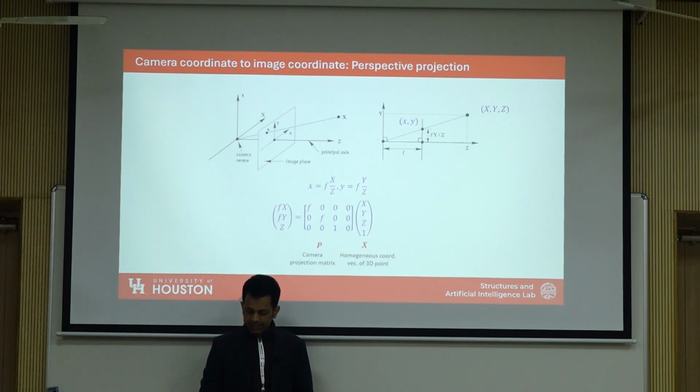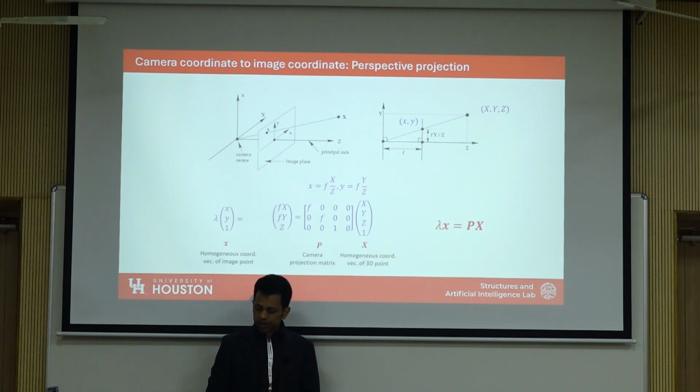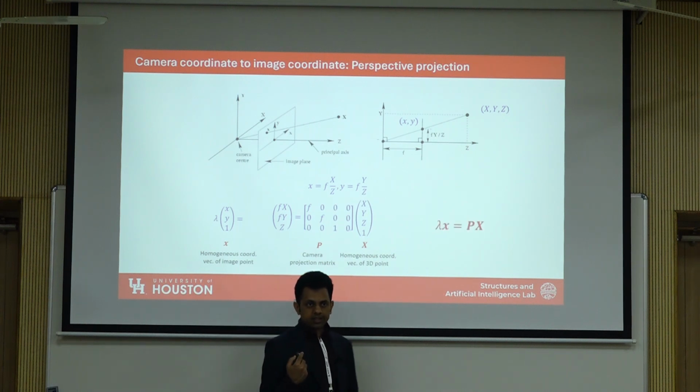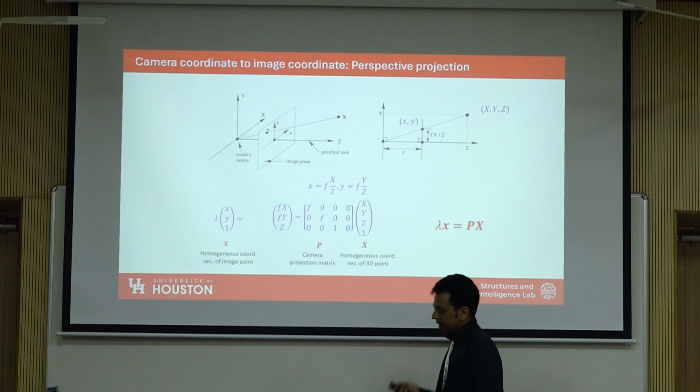So I have these expressions. I have my camera projection matrix. I have my homogeneous coordinate of the vector of my 3D point. And then I have my image point up to scale. Now it's important to note again that all points are the same up to a certain scale. I said that already.